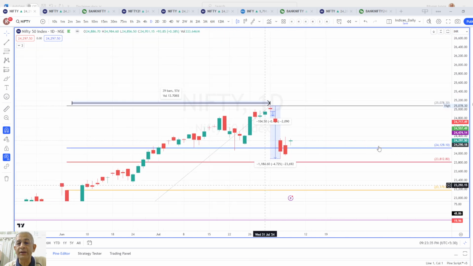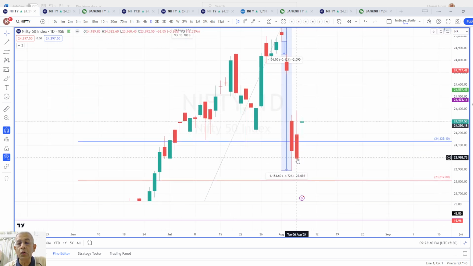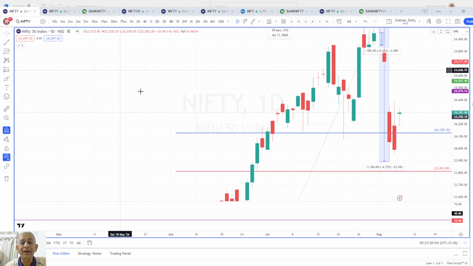Now look at what has happened here. It closed here, but today it has opened here. Correct? Within the mother candle, but with a gap up, and the gap up was sustained. It was not filled. Quite unlike yesterday's gap up, which was all filled, and today's gap up was not filled. I'm talking about Nifty, not Bank Nifty.